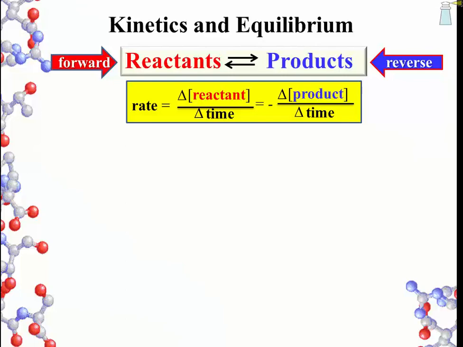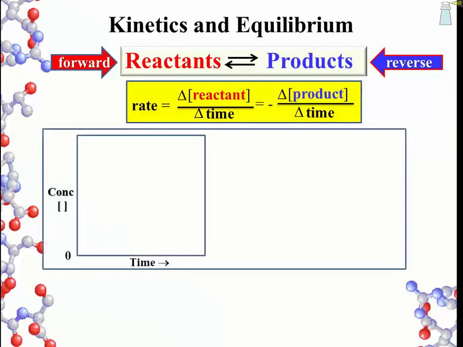One form has the change, delta, of the concentration of a reactant divided by the change in time. Another form has the negative change of the concentration of the product over the change in time. The negative sign is a recognition that the concentration change of the reactants and products go in opposite directions. The first form monitors the rate of the forward reaction, and the second form the rate of the reverse reaction.